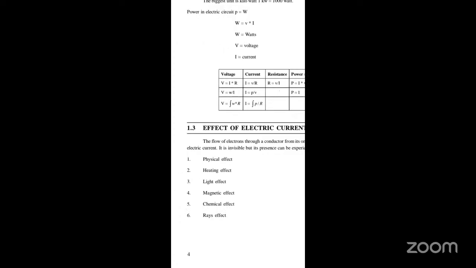When a charge is brought from infinity to a certain point in an electric field, we are doing some work. That work is stored in the form of potential. So V is equal to W by I.